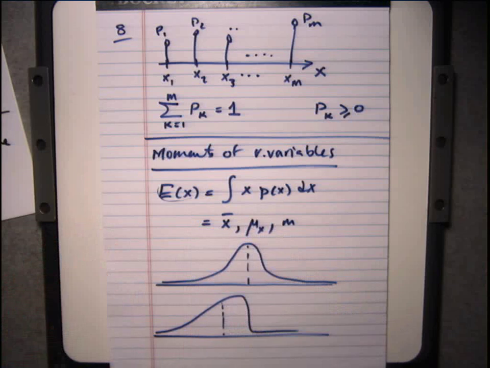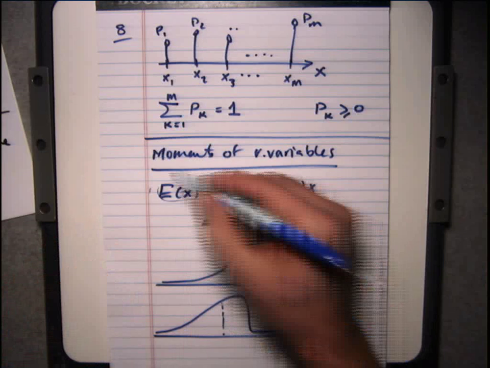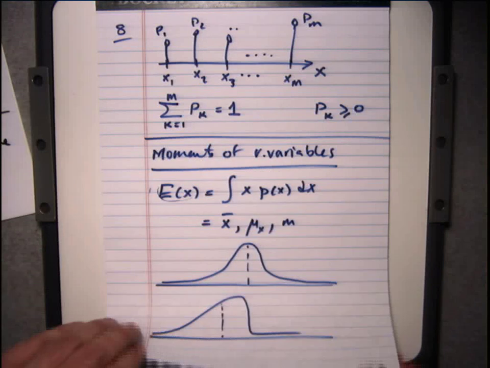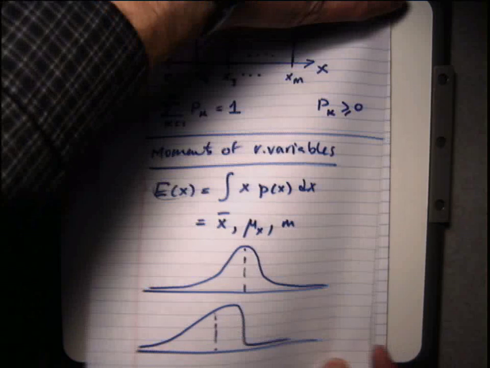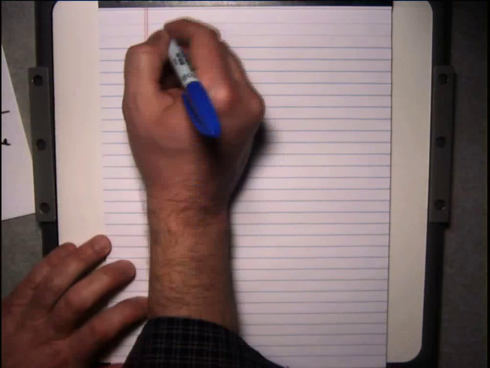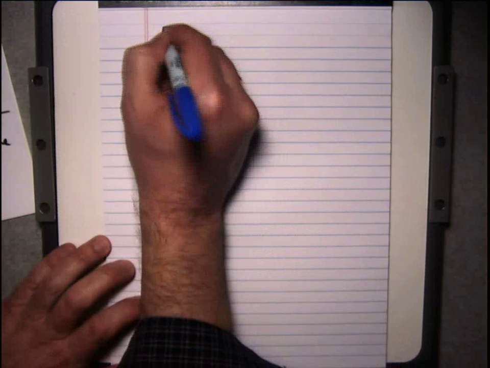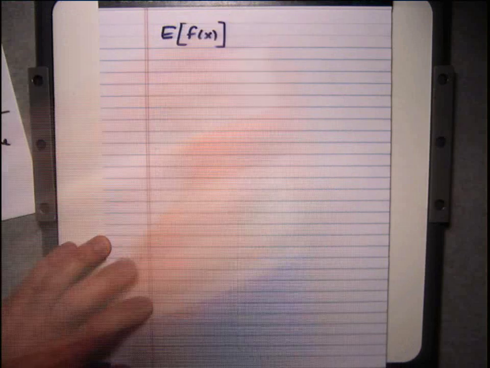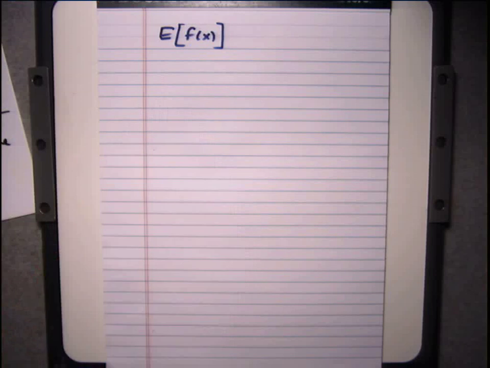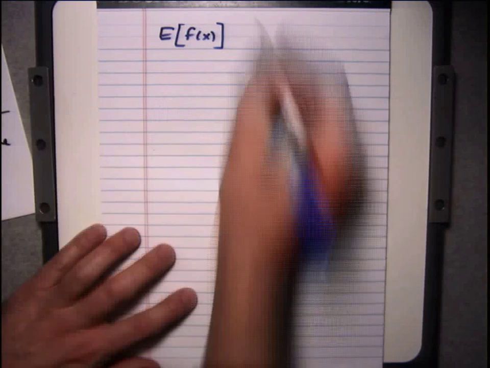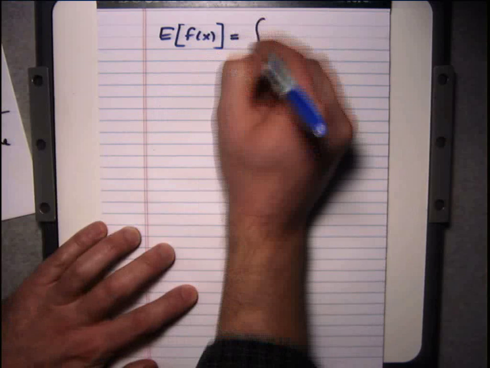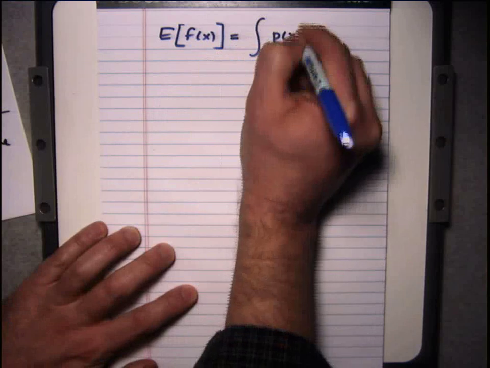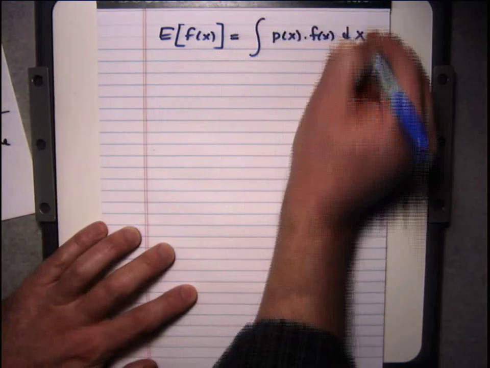Okay, so you can't always go to the peak and expect that to be E of x. The idea of the expected value can also be more generally defined for any function of the random variable. So for instance, I can ask, what is the expected value of some f of x? F of x is just some function of x. X is a random variable. F of x could be x squared, it could be exponential of x, whatever. That's simply the integral of p of x times f of x dx.